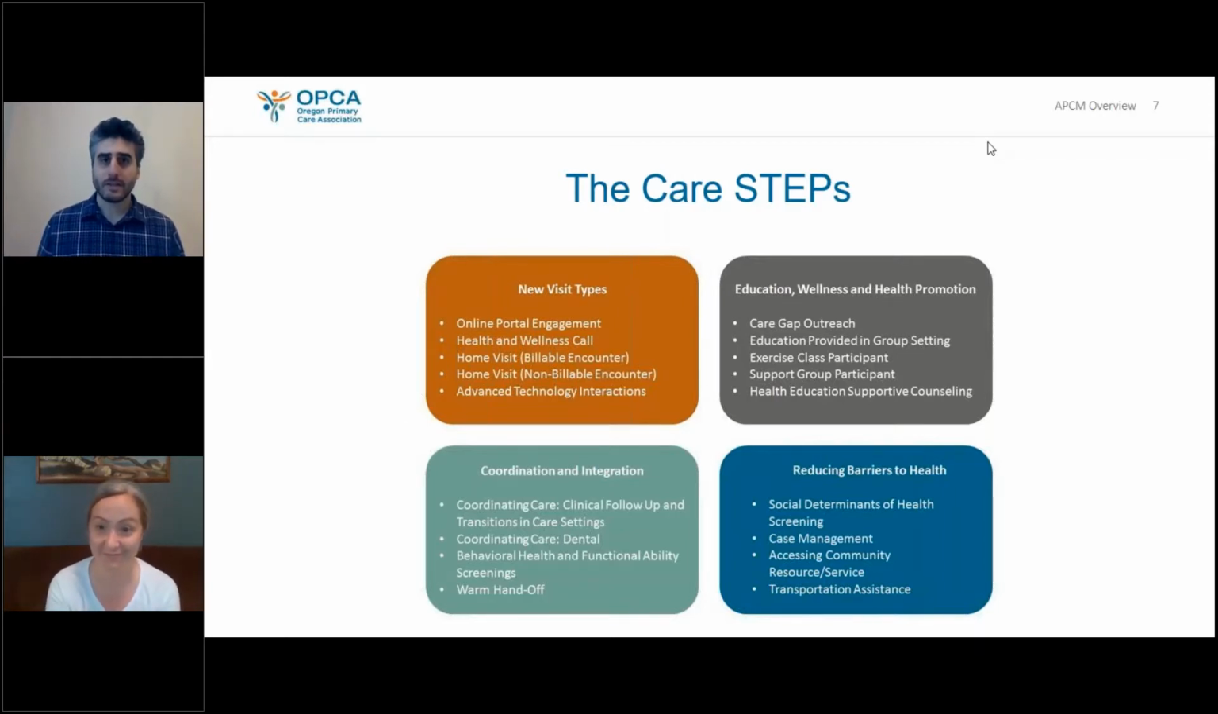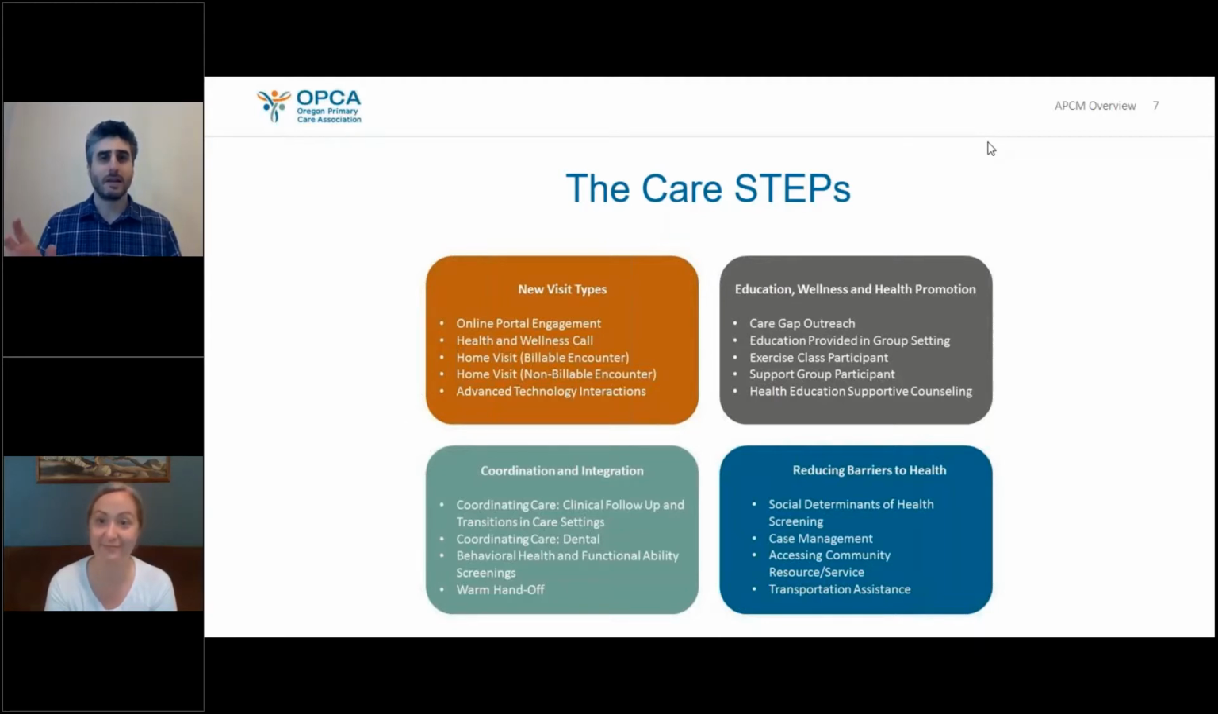I want to extract health education supportive counseling out of that bucket for a bit. That is a really nice broad category. In my mind, that really represents all the non-billable face-to-face visits that could occur within a health setting. When I think of this category, I think of our dietitian talking to patients about healthy eating patterns. I think about our CHW meeting with patients to go over some housing options, to help connect them to food, if that's a need.